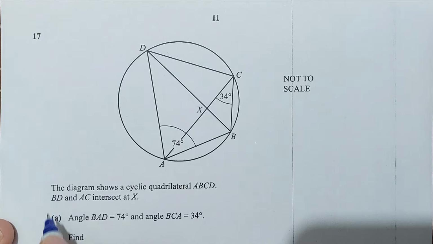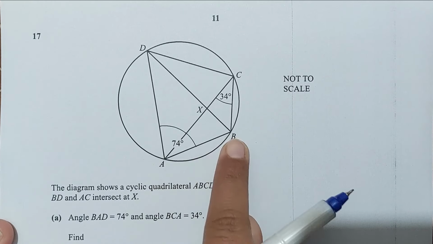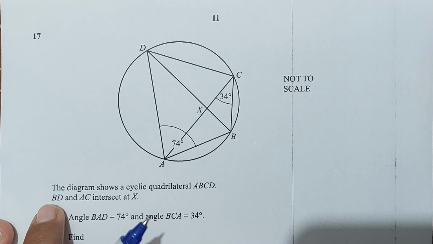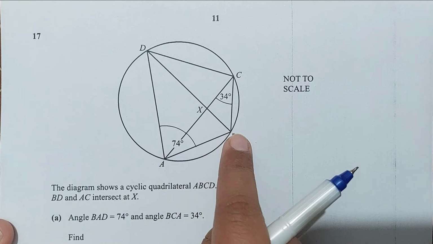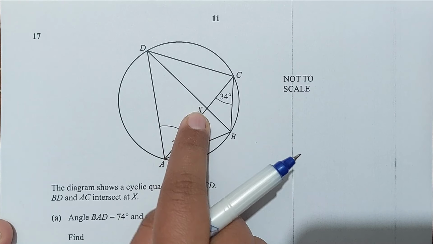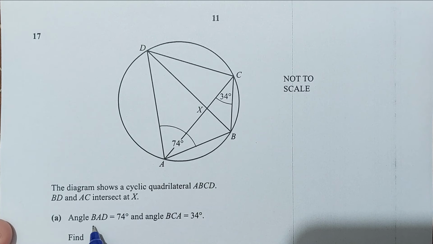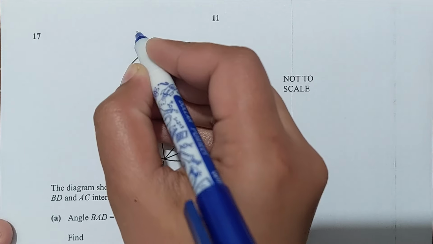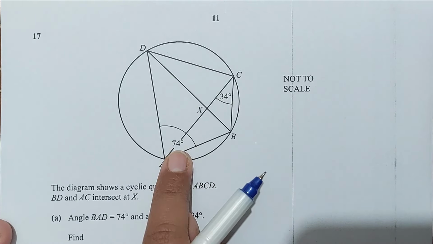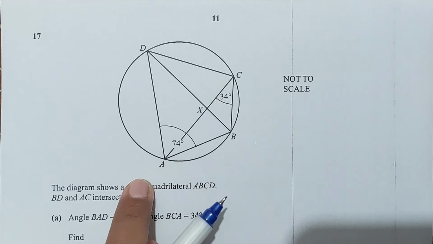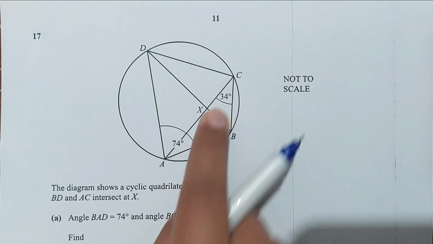Question number 17. The diagram shows a cyclic quadrilateral A, B, C, D. This is a cyclic quadrilateral. BD, B to D, and AC intersect at X. Alright, part A, angle BAD, BA and D. This angle is 74 degrees, and angle BCA, BC and A. This angle is 34 degrees.